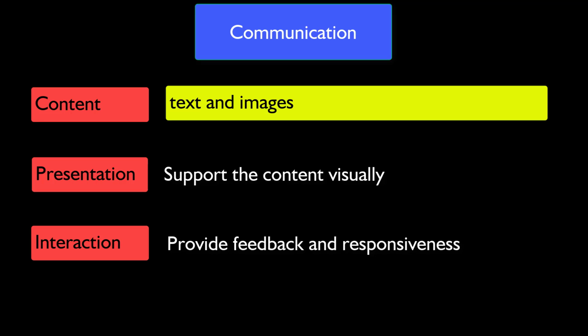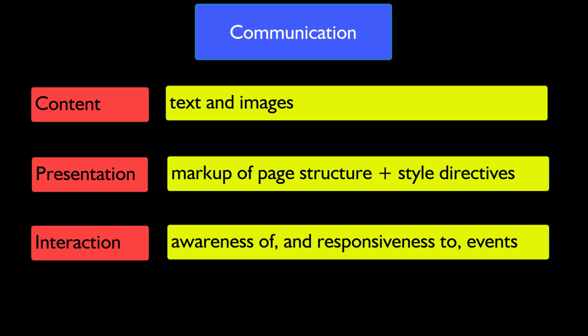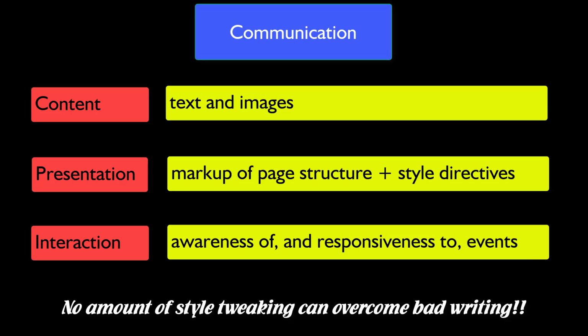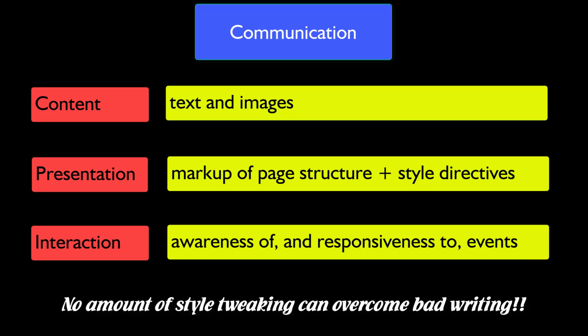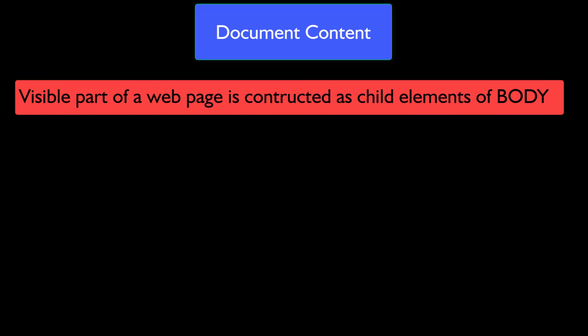Content is conveyed through text and images, while presentation is conveyed partly through markup that describes page structure and partly through style directives. Interaction is provided through awareness of and responsiveness to events. Note that no amount of style tweaking can overcome bad writing, so be sure to have text that clearly conveys your intent. The visible content of a web page is constructed as part of the body element.